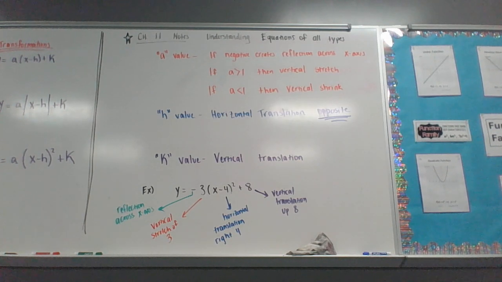So horizontal will always be opposite. Which is just weird, really, isn't it? It's opposite of what it looks like. And that's because there's a minus sign in there. As we go through, we work with this model with A, H, and K in every chapter. So different characteristics and different functions come to pass.